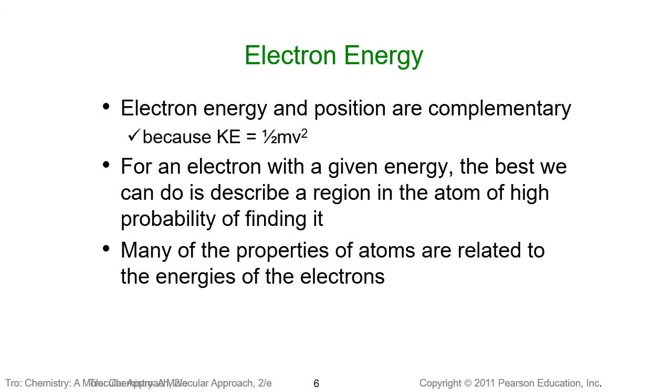Because the properties of atoms that are really important to us, like how they bond and how they interact, are related to the energies, this is the most important property to know more about. Exactly where the electron is found is less important to chemists.